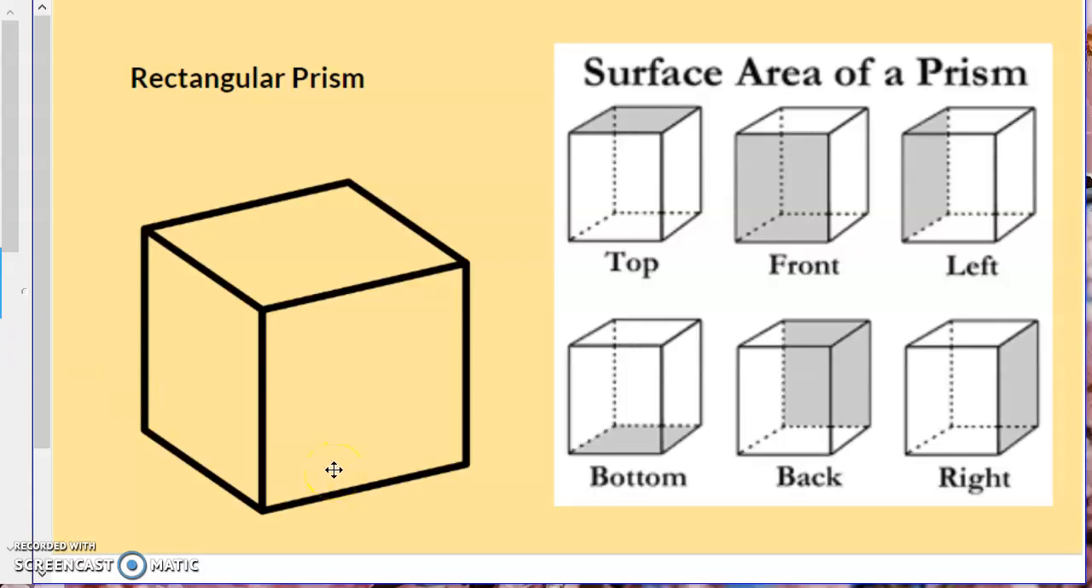All right, hopefully you appreciated that little musical interlude for this lesson today. So first shape we're going to focus on is the rectangular prism.